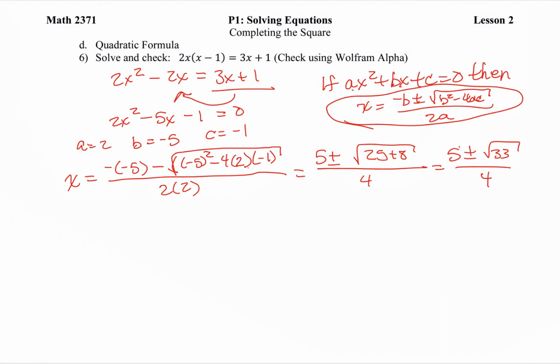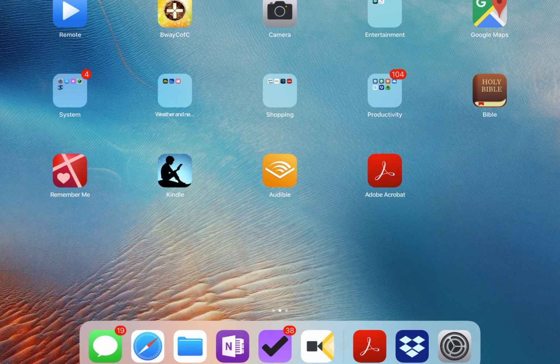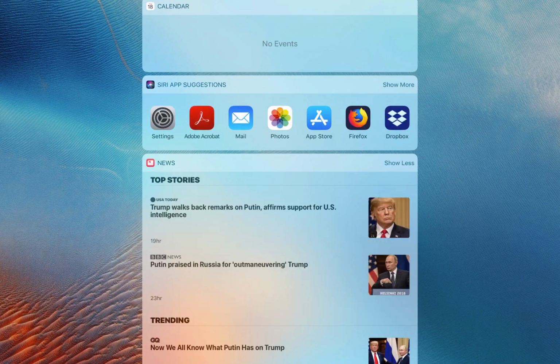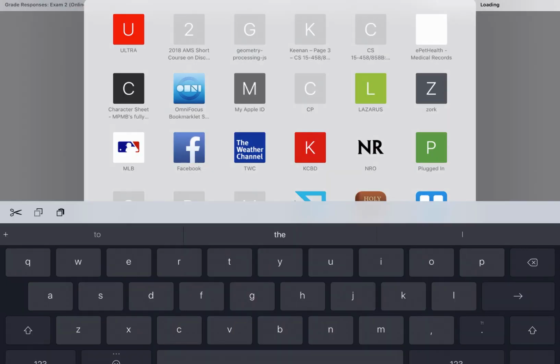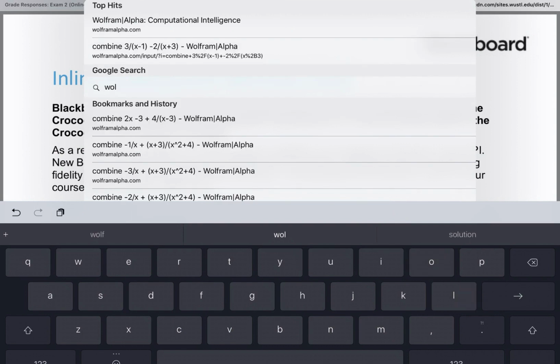All right, so now we're going to check. Now I'm going to check one of these. Now it says using Wolfram Alpha. So I'm actually going to do it this way because I'm on an iPad and I can do this provided I can find the apps. Safari will work. Let's go here. Wolfram Alpha.